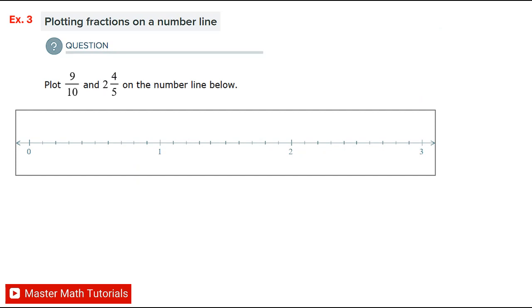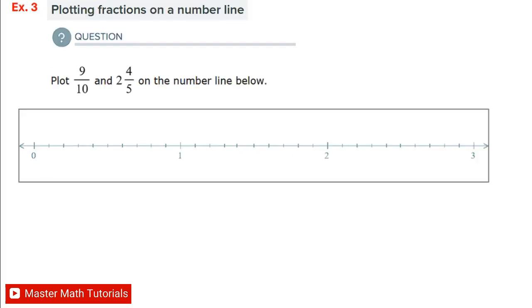We're going to plot the fractions 9/10 and the mixed number 2 and 4/5. Let's check our number line and the number of ticks. 1, 2, 3, 4, 5, 6, 7, 8, 9, 10. There are 10 ticks between each whole number.